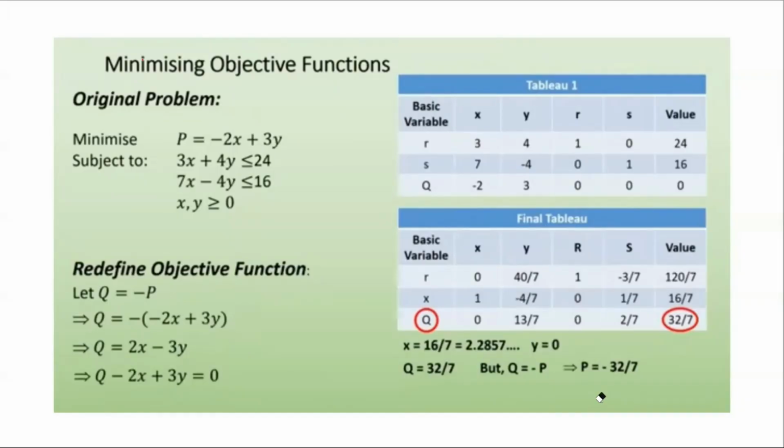So we kind of jumped the steps. We didn't show how we got all of this. But I just wanted to show you that when you deal with minimization, sometimes you have to redefine P, right? And when you get the answer for Q, you just take the minus of it. And that's going to be your minimum value.